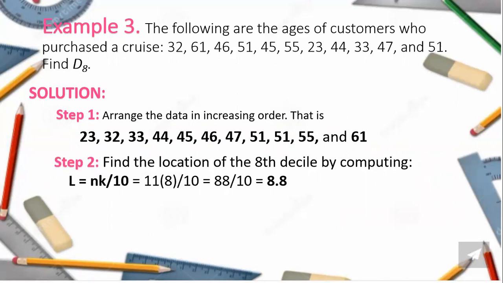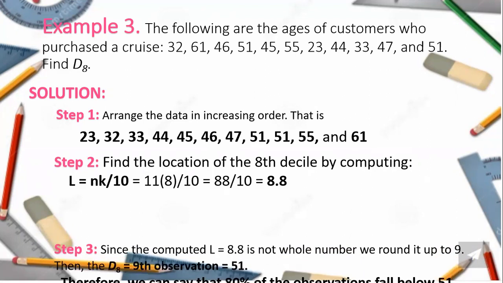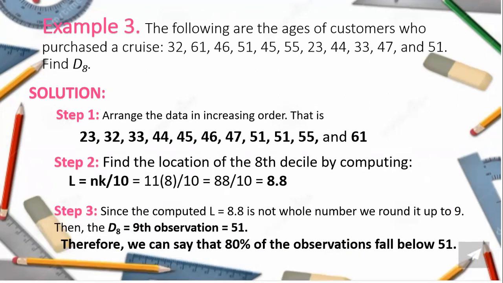Next, we compute for L. We find the location of the 8th decile by computing L equal to nk divided by 10. Again, the number of observations is 11, times 8, divided by 10. So we have 88 divided by 10, which is equal to 8.8. Thus, our L is not an integer. So we round it up to the next higher integer, which is 9. Therefore, the 8th decile is the 9th observation in the arranged data.